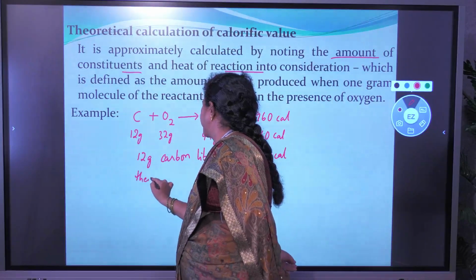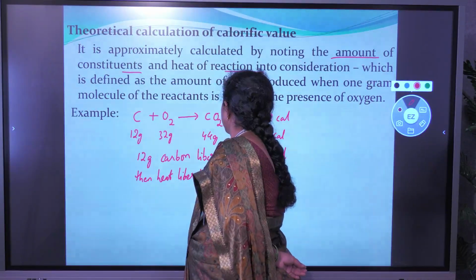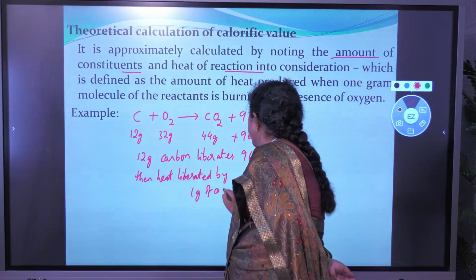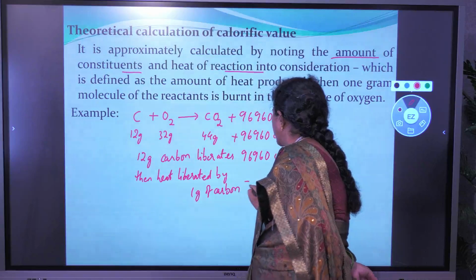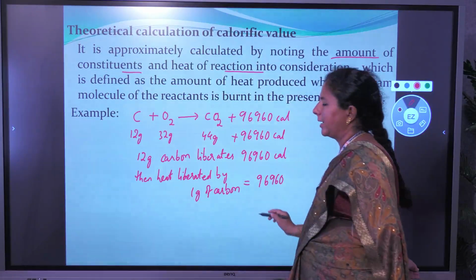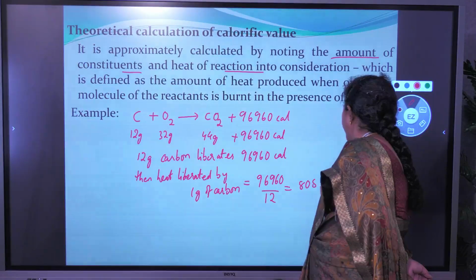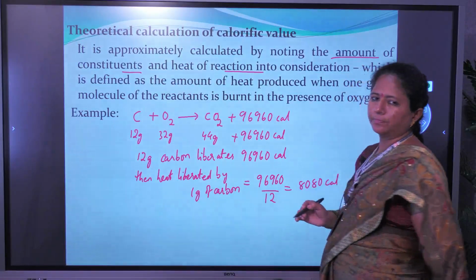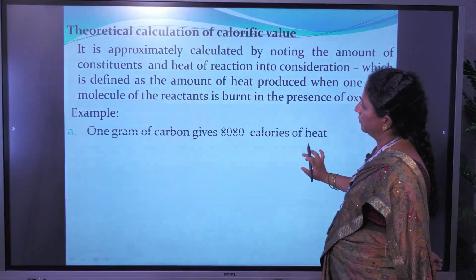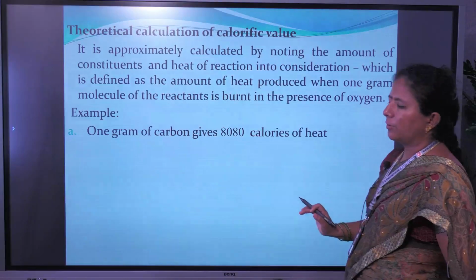Then heat liberated by 1 gram of carbon will be equal to 96,960 by 12 is equal to 8,080 calories. So 1 gram of carbon gives 8,080 calories of heat.